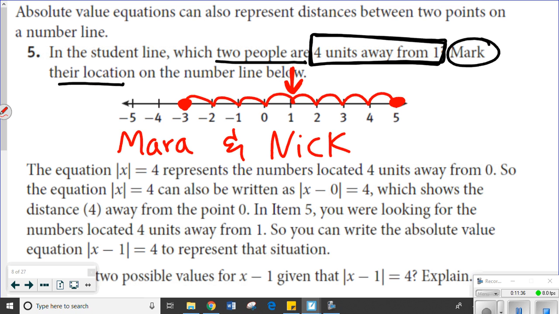Mara is standing at -3. Nick is standing at a +5. So our answers here would be -3 and 5. Again, we have 2 answers because there are 2 numbers or 2 students that are 4 units away from 1. We had to move 4 to the right and 4 to the left.